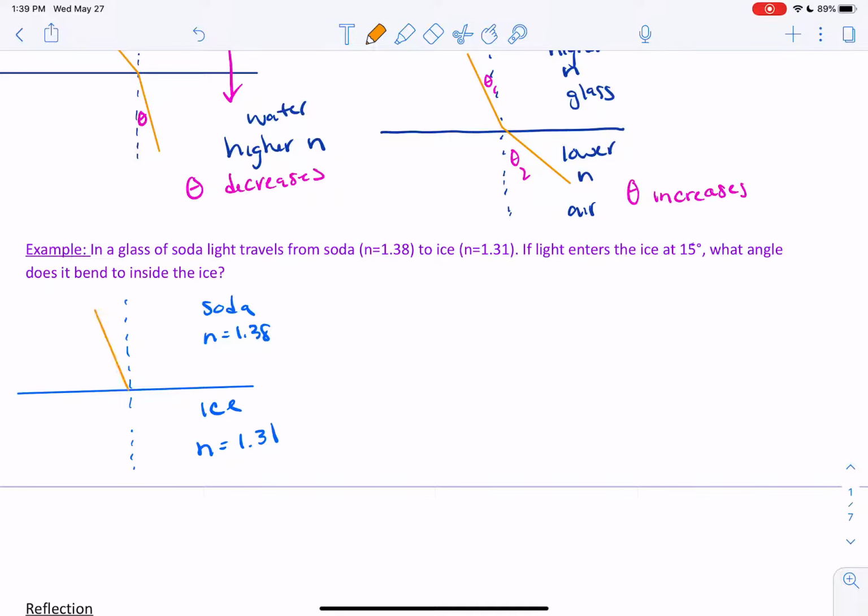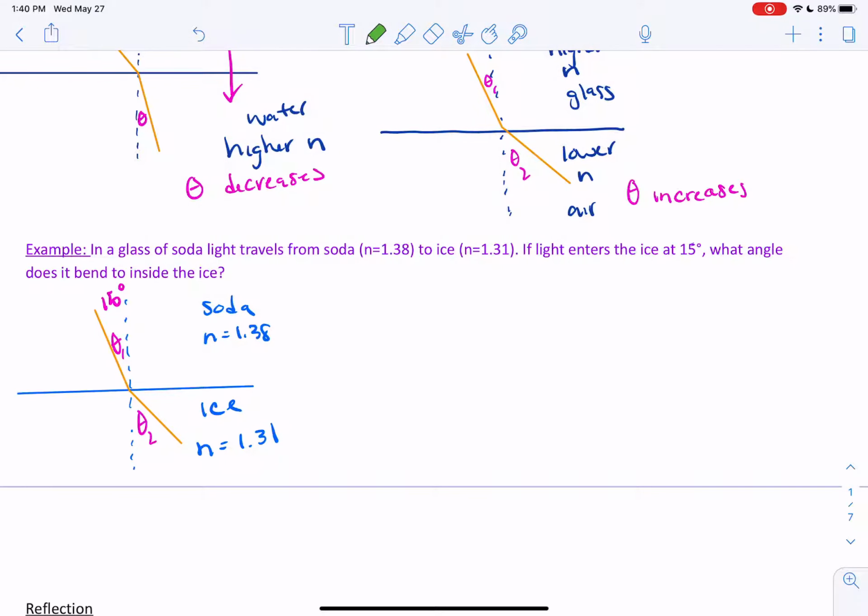So here we go, let's draw this. This is smaller and this is larger. And let's add our angles, theta 1 and theta 2. Very good. Now we know the light enters the ice at 15 degrees. So this is 15 degrees. What is the angle it bends inside the ice? So we're trying to find theta 2.